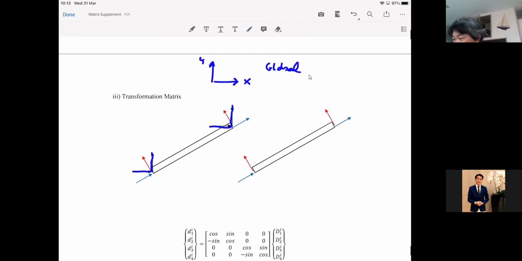Hate this. And now it's not coming back. Oh, damn it. Okay. It's the black one. Okay, global. All right.